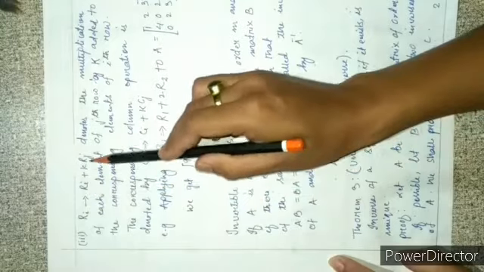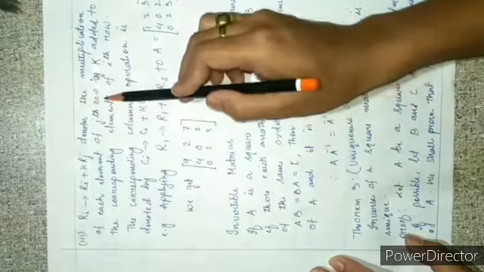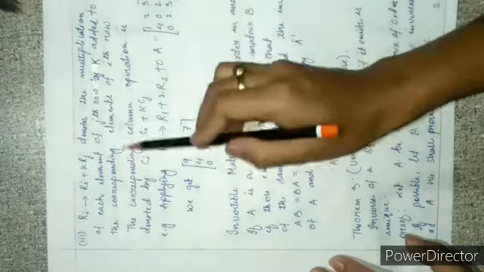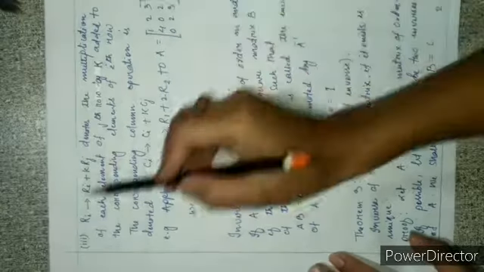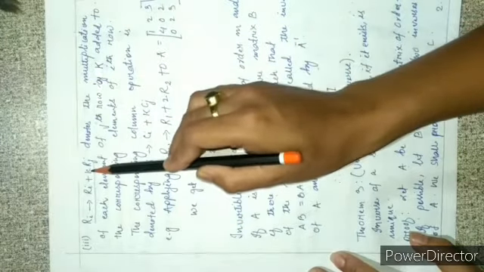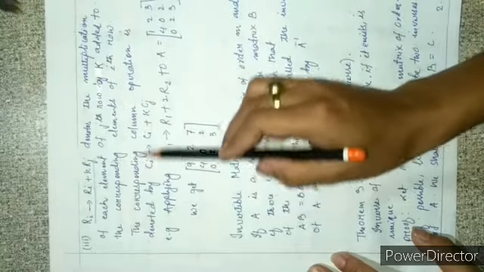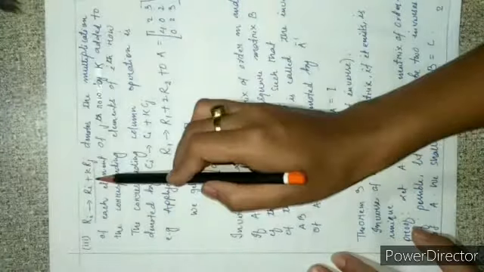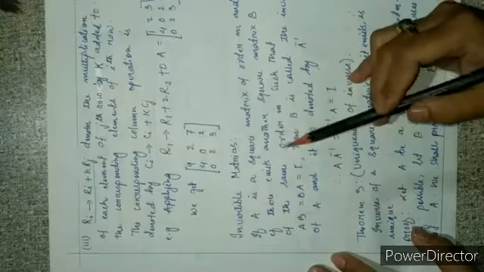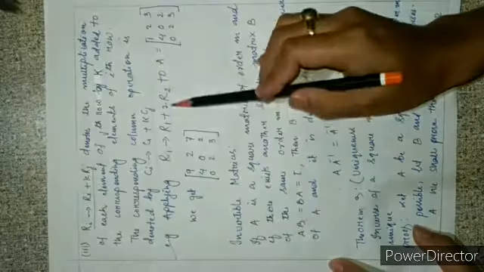Ri tends to Ri plus k times of Rj. It denotes the multiplication of each element of the jth row by k, added to the corresponding elements of the ith row. First, all the elements of the jth row are multiplied by the constant k and added to the corresponding elements of the ith row. Then the corresponding column operation is applied to columns. The example: say applying R1 tends to R1 plus 2 times of R2.